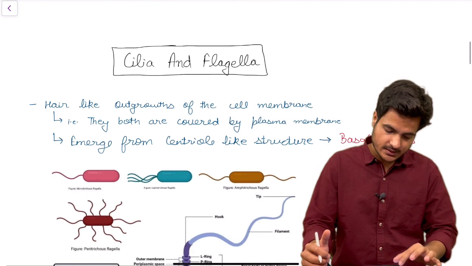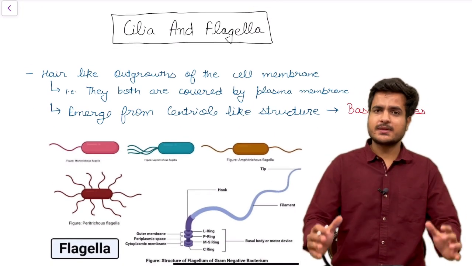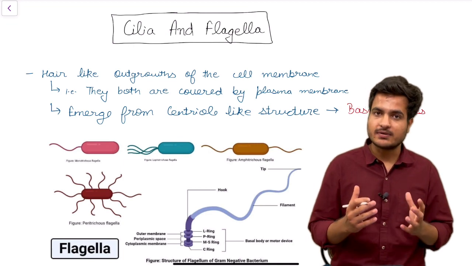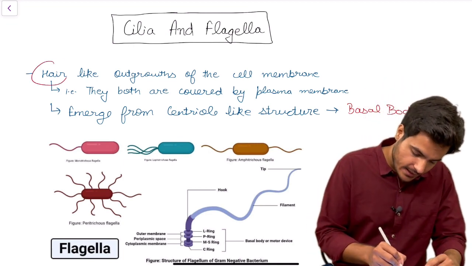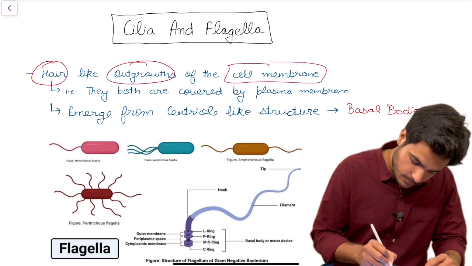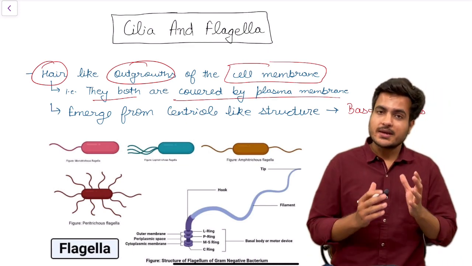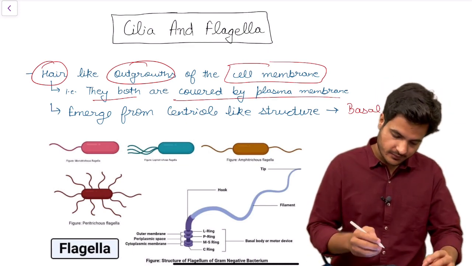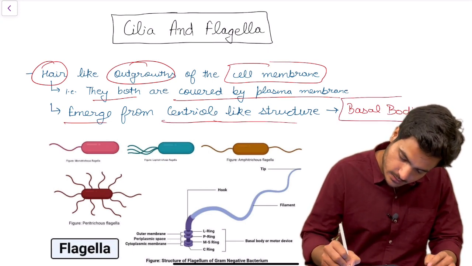Now let's see the uses of these microfilaments. When they come together, they form cilia and flagella. Let us see the biology of cilia and flagella. Hair-like outgrowths from the cell membrane, that is, they both are covered by plasma membrane. So these are the outgrowth of plasma membrane itself. They emerge from the centriole-like structure which is called the basal body.